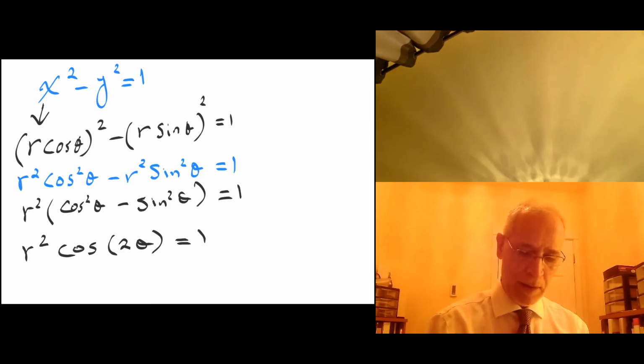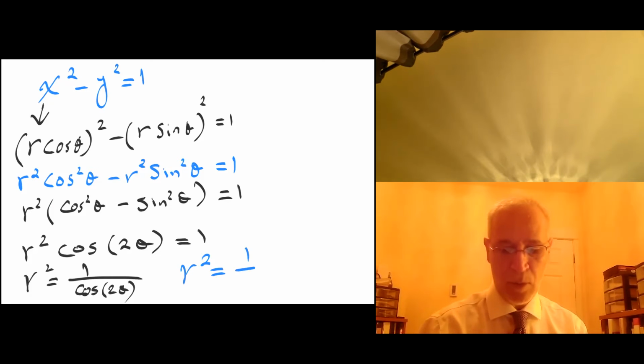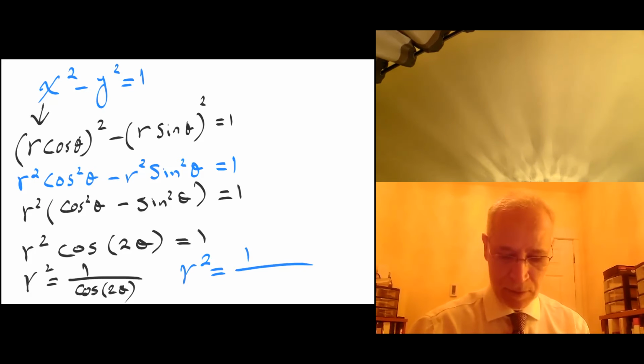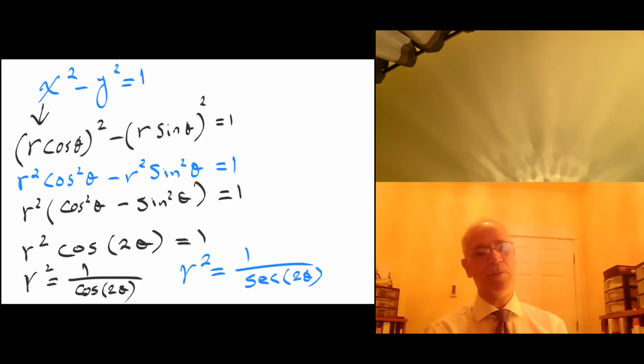Okay. So r squared equals 1 over cosine of 2 theta. And one last baby step, I'm going to rewrite this as r squared equals, since 1 over cosine is secant, secant of 2 theta. And that's good enough. I'm going to go ahead and stop there.